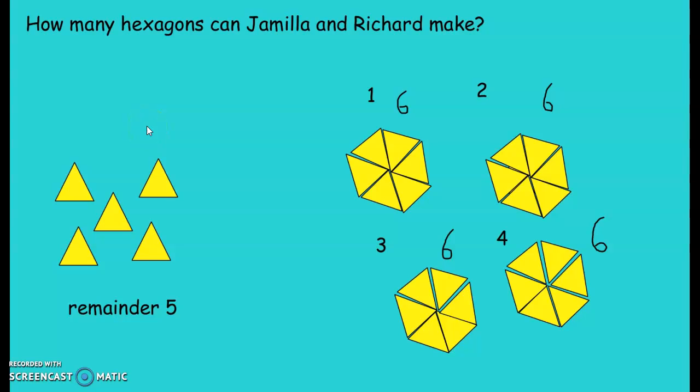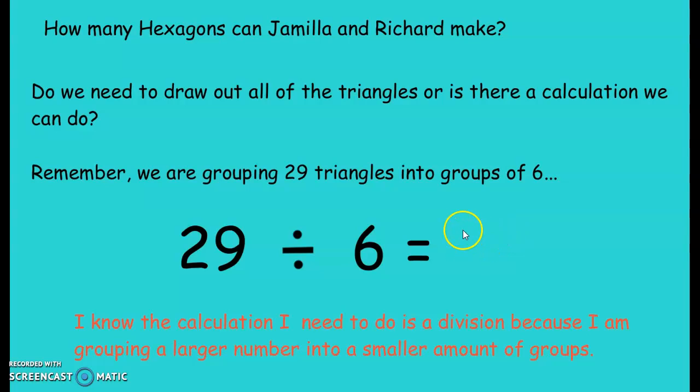We've used as many as we can to make hexagons, which of course are a 6-sided shape, which is why we're using 6 triangles per hexagon, and we've only got 5 left to try and make the 5th one, so we can't. So we can make a total of 4 with a remainder of 5.